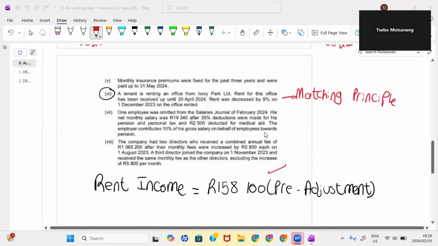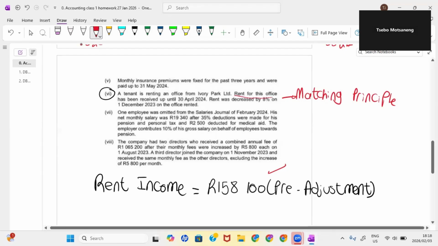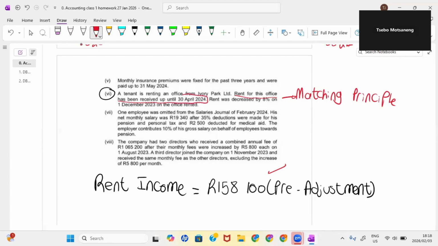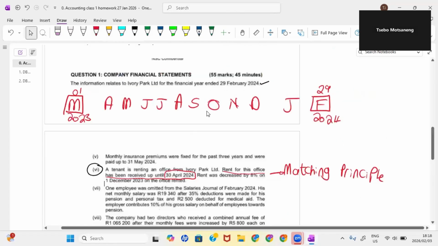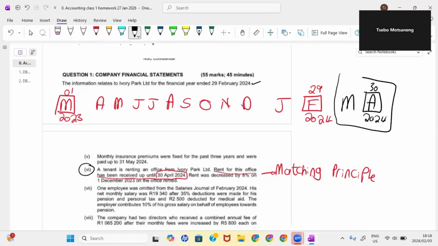Okay. So what gives that off is actually the second sentence, which says rent for this office has been received up until 30 April 2024, right? Because we already know that our year is ending on the 29th of February 2024. However, we've received up until April. So we have February, March, and then April, up until 30 April 2024. So as you can see, we have received for 2 extra months. Now we have received this rent income for 2 extra months.